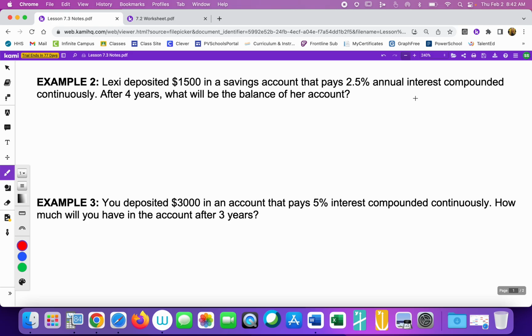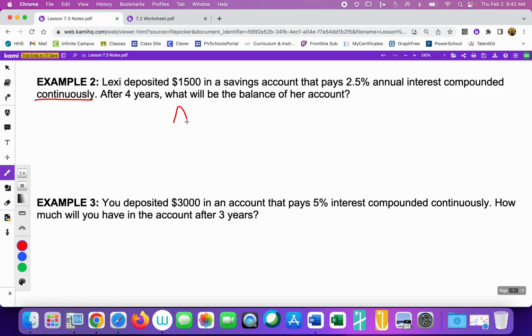All right, Lexi deposited $1,500 in a savings account that pays 2.5% annual interest, compounded continuously. So instead of quarterly, monthly, annually, semi-annually, weekly, twice a month, anything that we had the other day, continuously is going to mean you're bringing in base E. That's the only difference between this formula and the other one. So after 4 years, what will be the balance in her account?